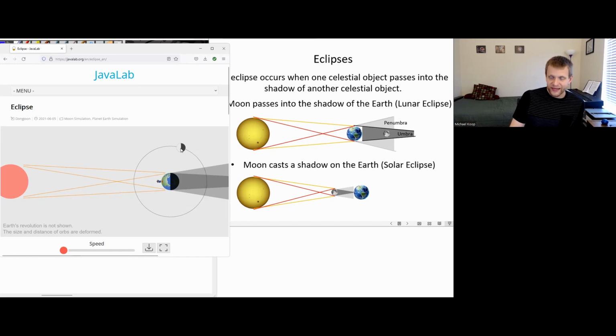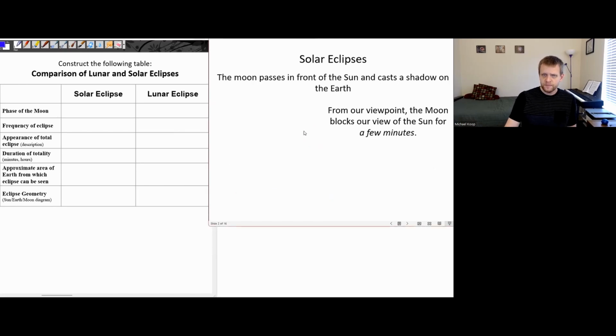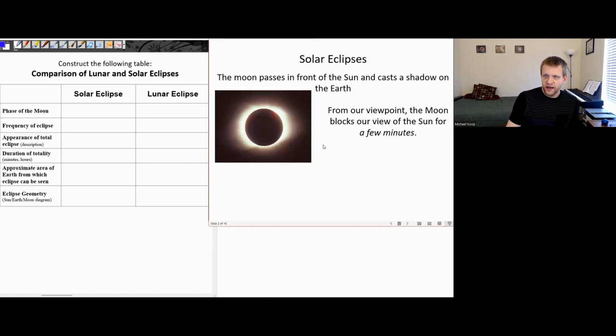So again, this can help you identify some of the differences between solar and lunar eclipses, but we're going to go into more detail on the similarities and differences between these kinds of eclipses. So let's start with solar eclipses. This is basically when the moon passes in front of the sun and casts a shadow on the Earth. From our viewpoint, the moon blocks our view of the sun for a few minutes.